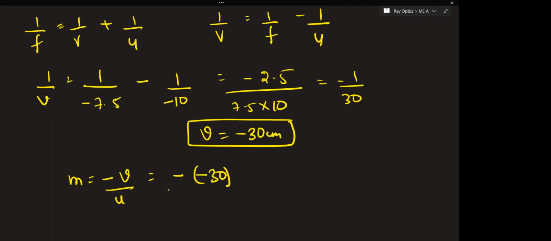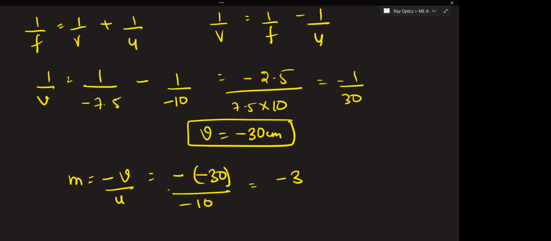It's not like the minus sign has already been written, so there is no need to place this minus sign. Even though a sign is placed, that is a part of the formula. You have to keep the sign conventions by yourself. And then the object distance is also minus 10. So this makes it minus 3.